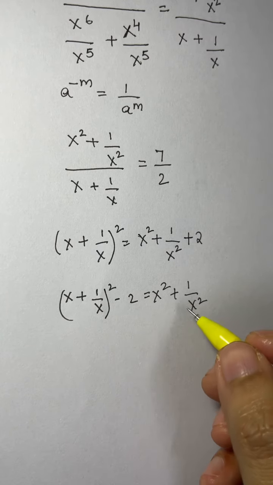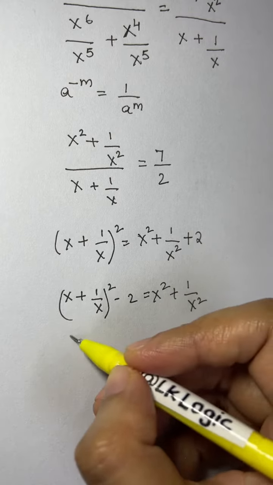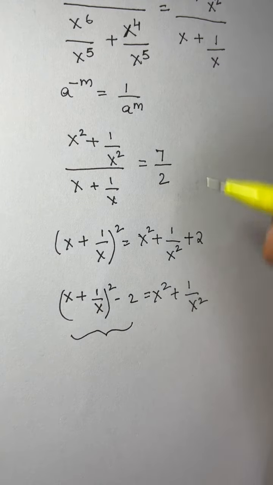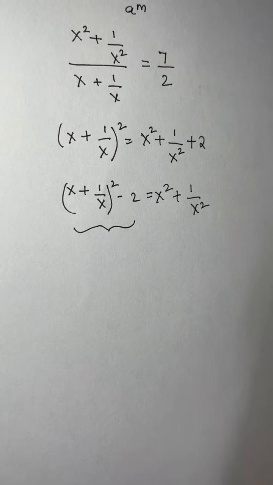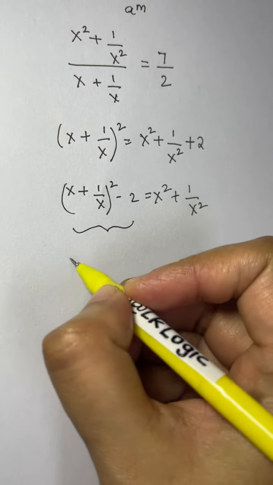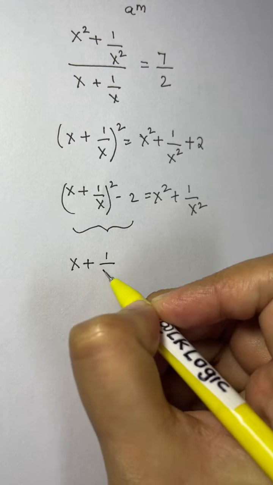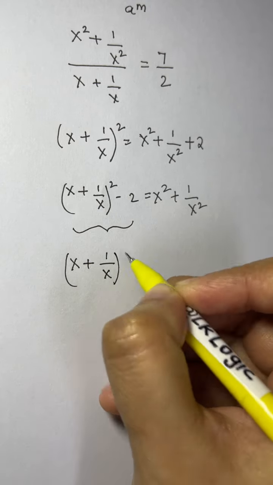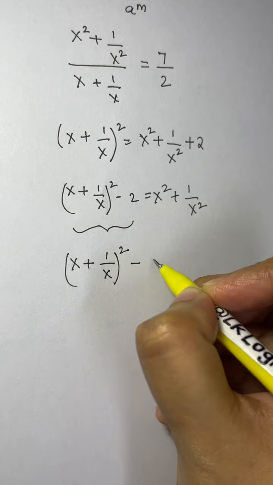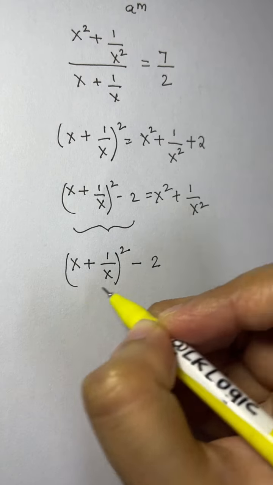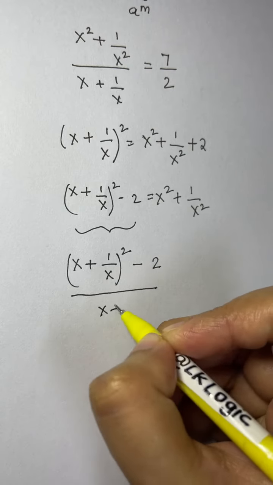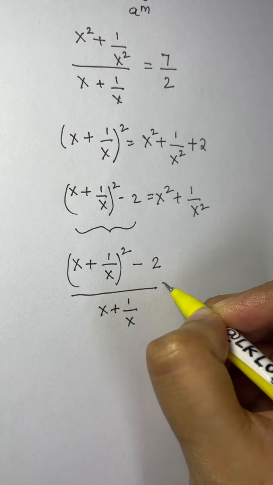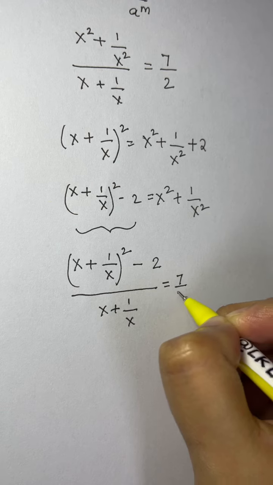Now we are going to substitute this whole term in place of x square plus 1 by x square in the numerator. So we have x plus 1 by x the whole squared minus 2, over x plus 1 by x, equals 7 over 2.